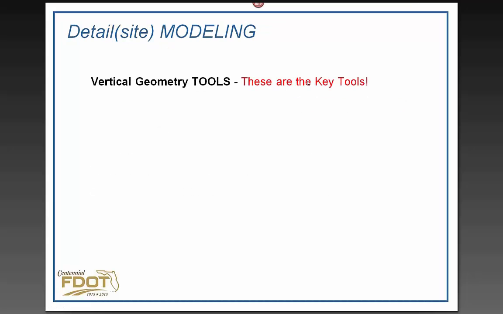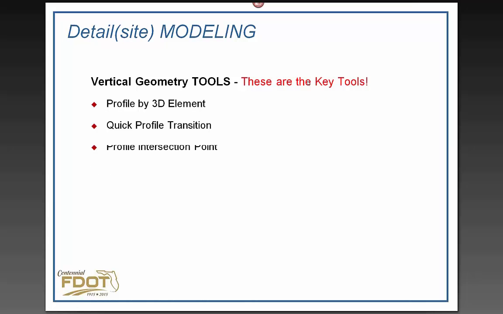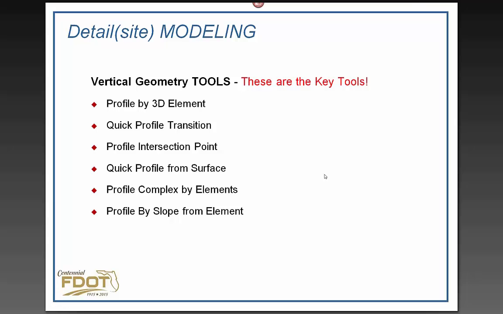Now, some of the things I want to talk about here as far as the tools are these specific tools. These are the tools that you'll be using over and over to create the profiles from your 2D lines. One is profile by 3D element, and I'll just give a little description. Essentially, the way that works is you identify a plan element that doesn't have a profile, and then you can go select an element on your corridor. Let's say it's an edge pavement line, and it will actually project that profile to the 2D element.